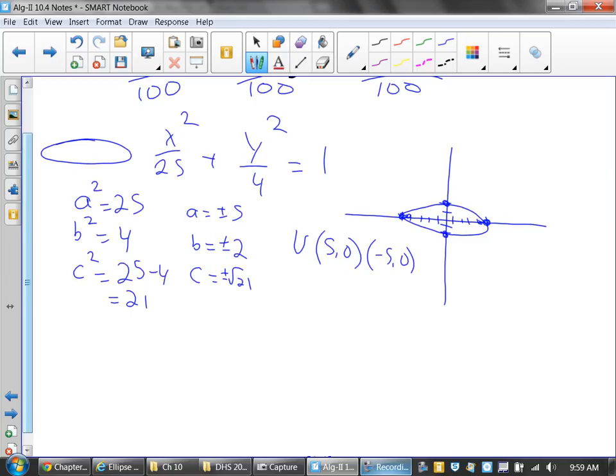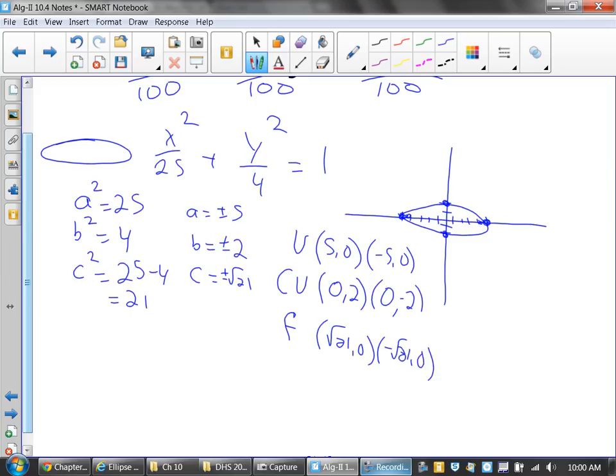Let's just switch. B is bigger than A. Well, it's not going to be bigger than A because when you have an ellipse, the A squared term is always represented by the larger of the two numbers. There's going to be different rules when we get to hyperbolas. Co-vertices, 0, 2 and 0, -2, and then foci, root 21, 0, and negative root 21, 0.